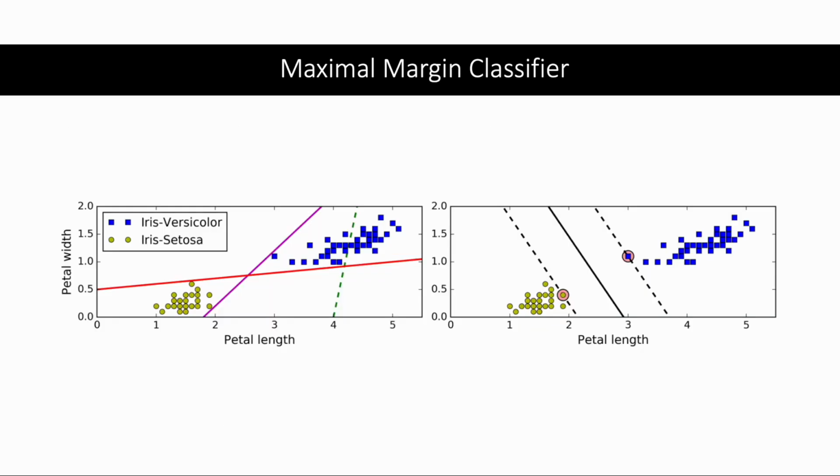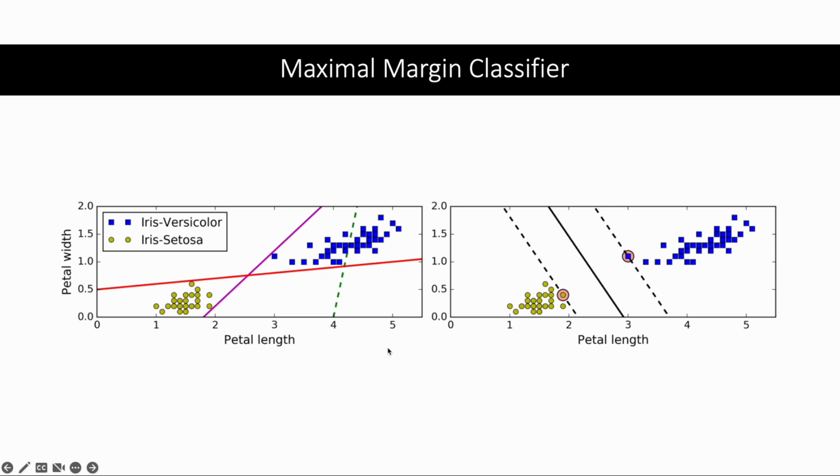First thing first, maximal margin classifier. This is the basis of support vector machine. But what it is, as the name suggests, there is a classifier word in it. So obviously it's a classification algorithm. Let's try to understand this with a small example.